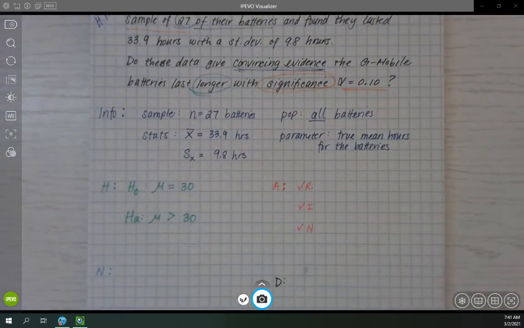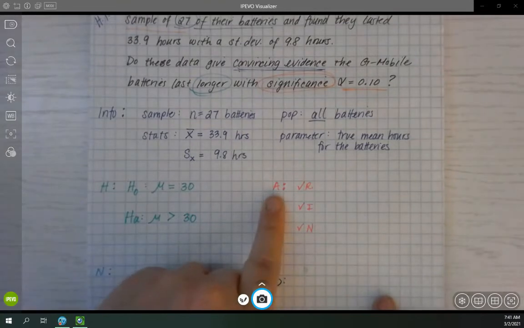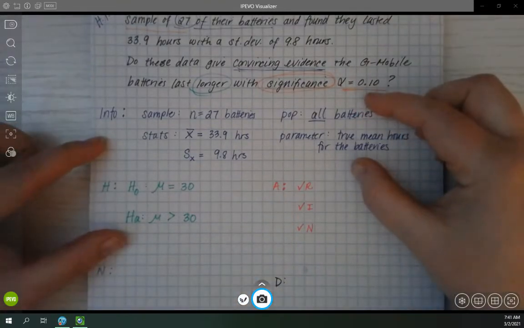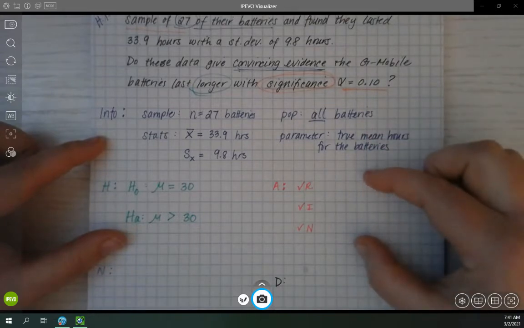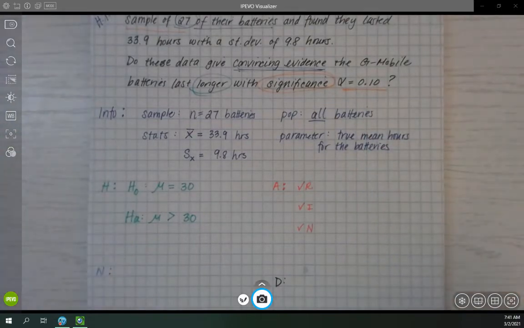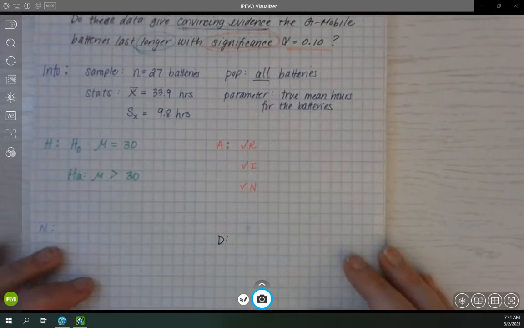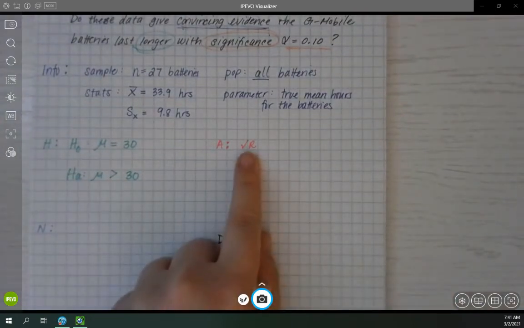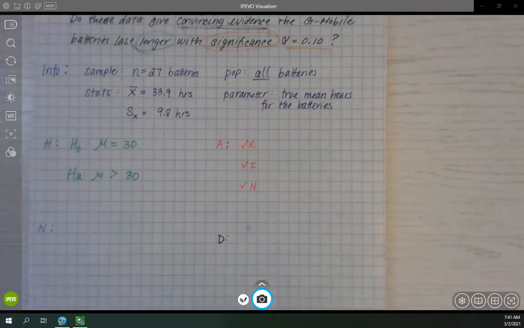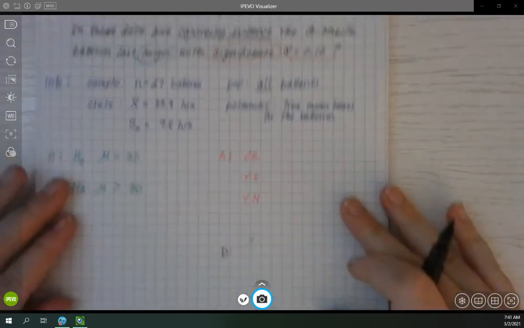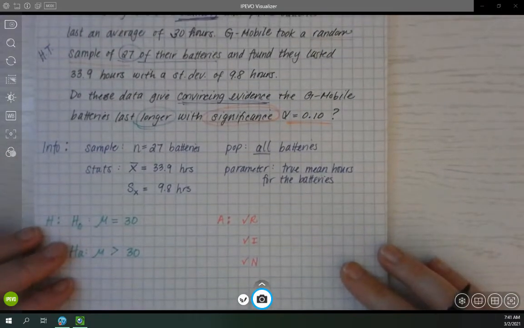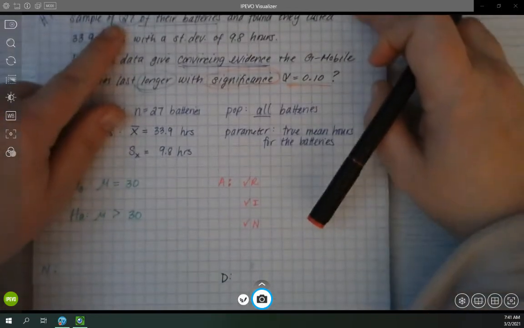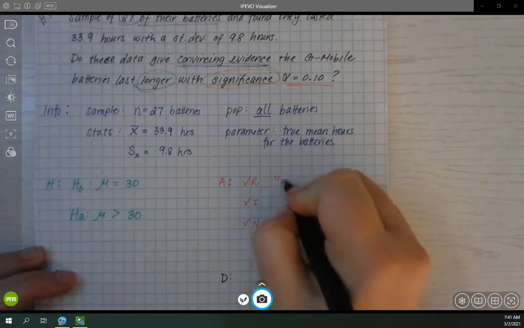The next part of the process is checking our assumptions. They may give us all this data and they may want us to test it, but unless it meets our conditions, we don't want to keep going. So let's just make sure that all that data is good enough. The first thing I want to check is if it's random. So I'm going to look for somewhere in the prompt where it mentions random. And right here, G-Mobile took a random sample of 27. So I'm going to put random sample.